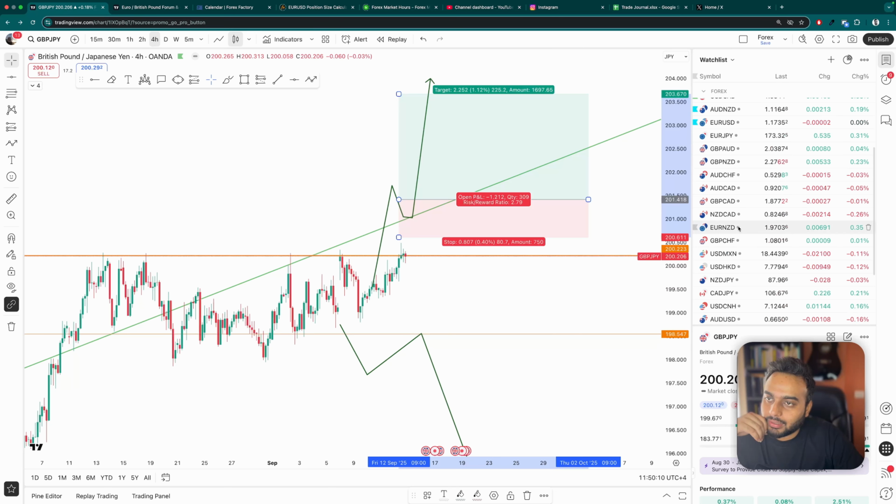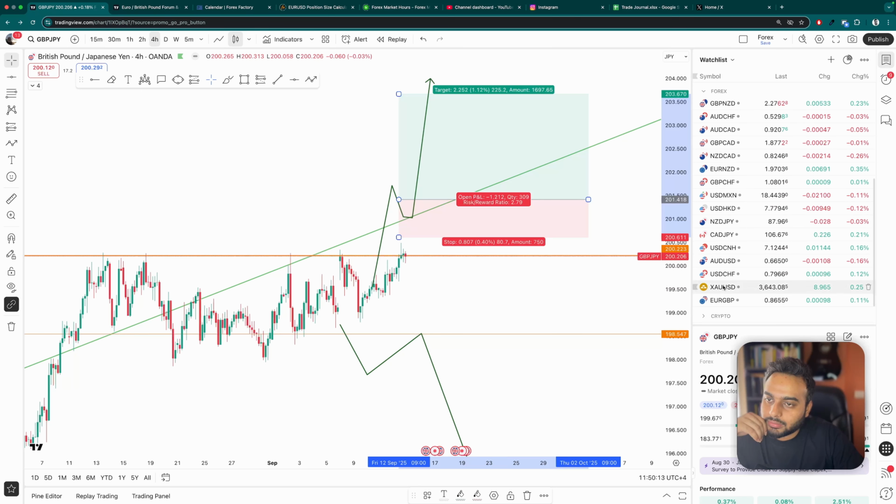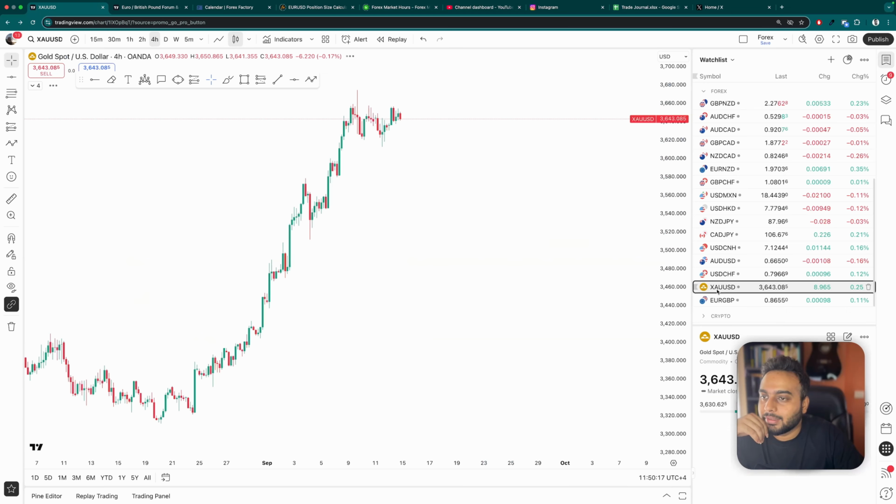USD CAD, we looked at it. Let's see. Gold, I'm not looking at it because it's at a very high high.